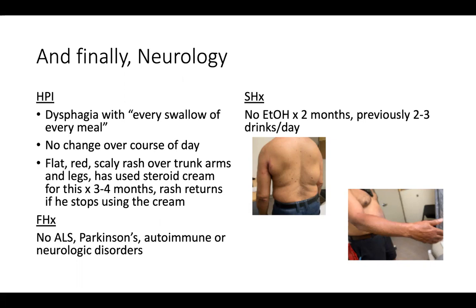This was the first time in this admission there was mention of that flat scaly rash. And I apologize, these pictures are not great. I tried enlarging them, but they just got grainier. It is a pretty flat rash, nothing that was remarkable or that stood out in any way. And family history was elaborated here to confirm no other neurologic or autoimmune disorders that he was aware of. And then we did find out that he was not currently drinking alcohol, but prior to 2 months ago, drank 2 or 3 drinks a day.